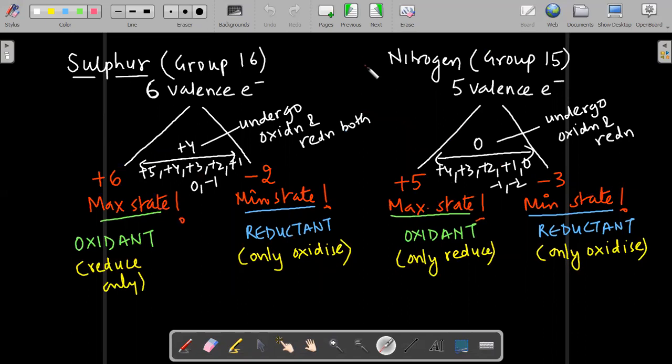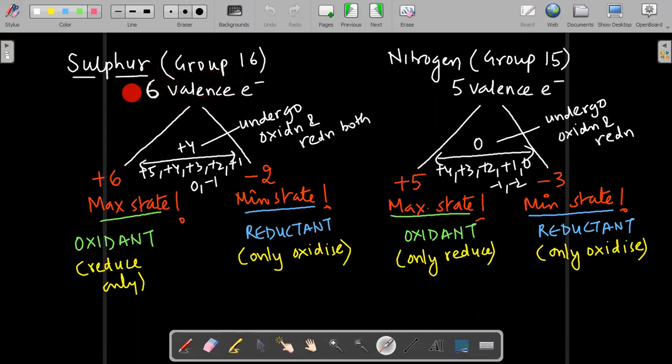Then next is how to calculate the maximum and minimum state for any element. Okay. So I'll start from sulfur here. We very well know sulfur का atomic number is 16. It has how many valence electrons? 6. है ना? अब इधर आओ.